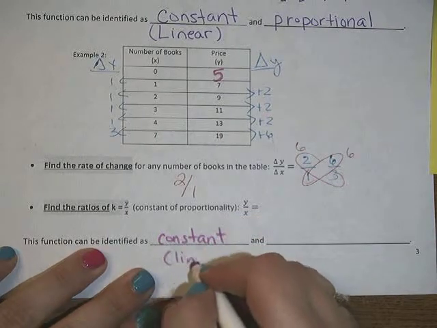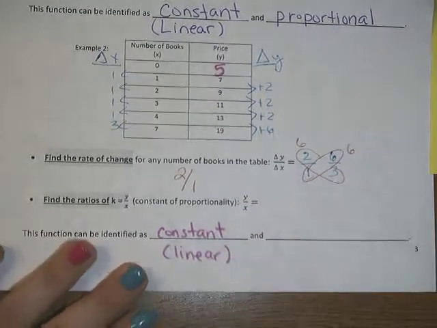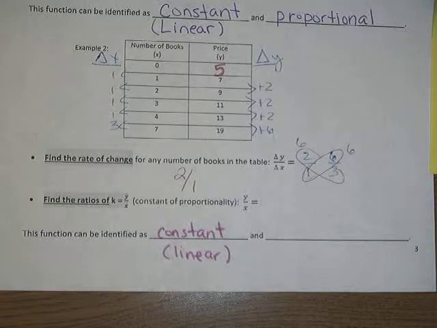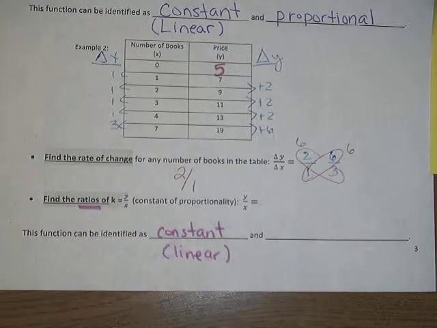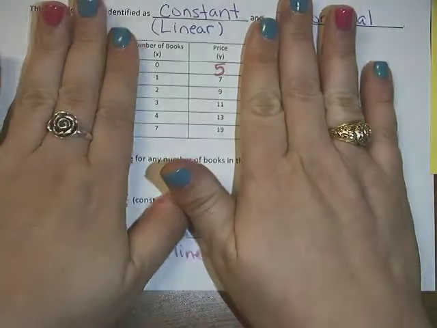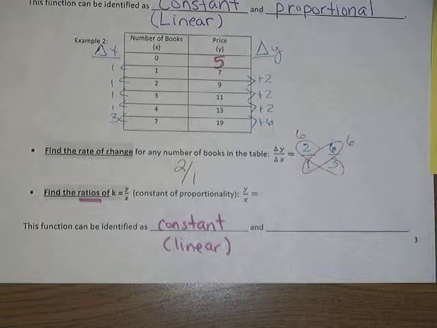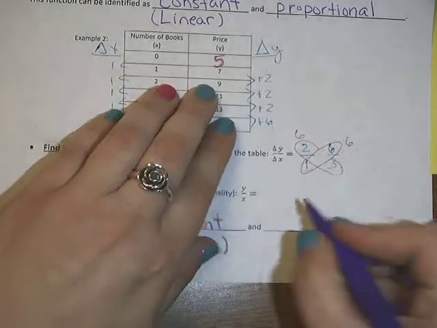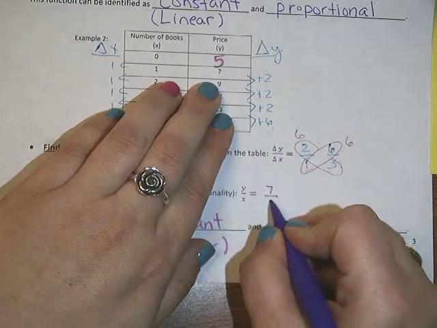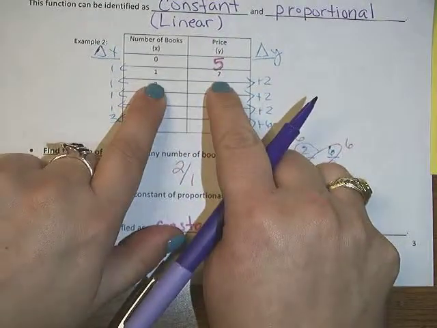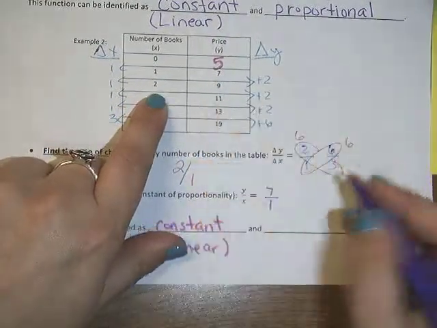Okay, so let's look. Right here, we already figured out that there is a constant rate, so I'm going to say that it's constant. And if it's constant, that also means that it's linear. Okay. Now over here, I need to look at my ratios. So now I'm ignoring the delta. I don't care about delta anymore. I just want to look at the ratios. So let's look at the ratios.